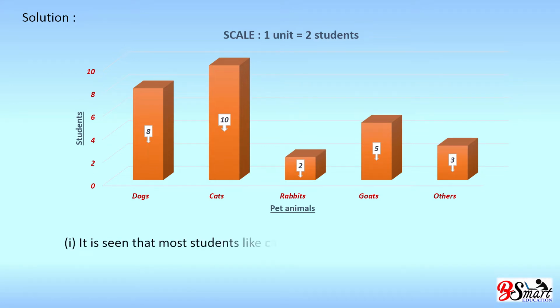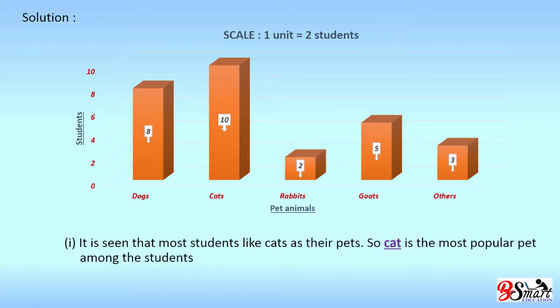Answer. It is seen that most students like cats as their pets. So, cat is the most popular pet among the students. Next answer. 8 students have dogs as their pet.